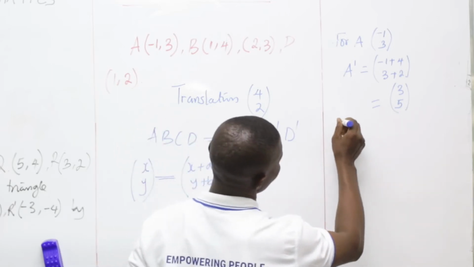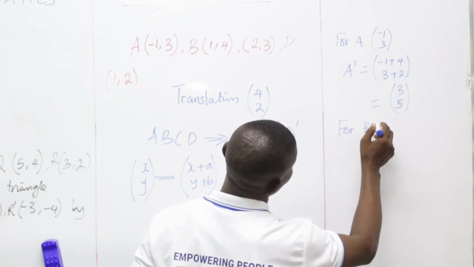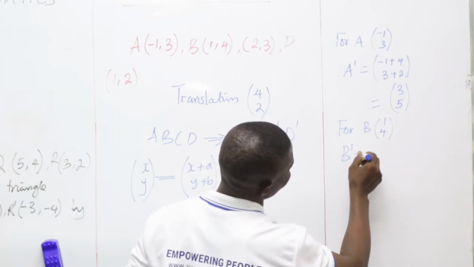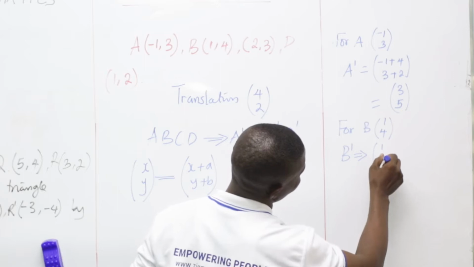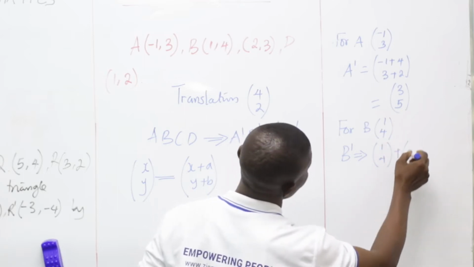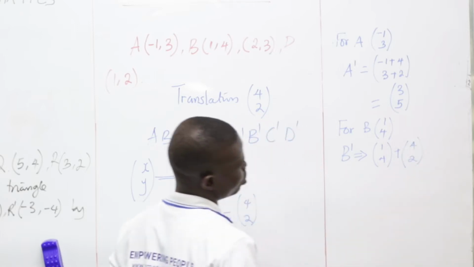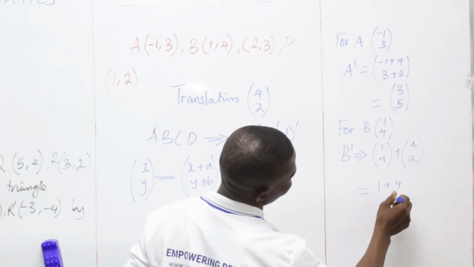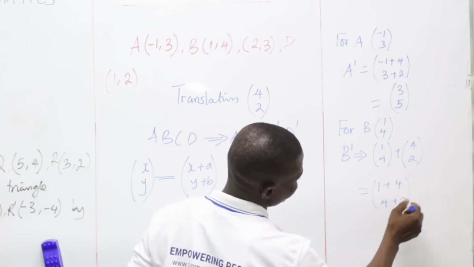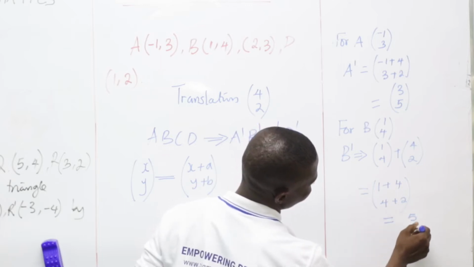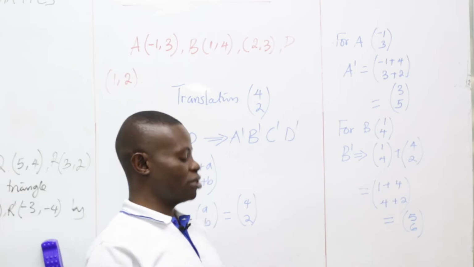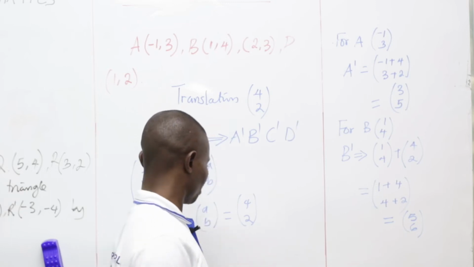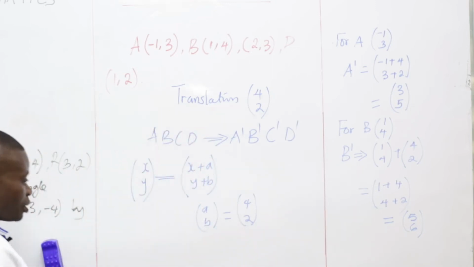For B, which is (1, 4), the B prime will imply B, that is (1, 4), plus translation (4, 2), which is the same as saying (1 + 4, 4 + 2), which will give us (5, 6). This is the image of B. Now, the image of C, let's create an image for C.